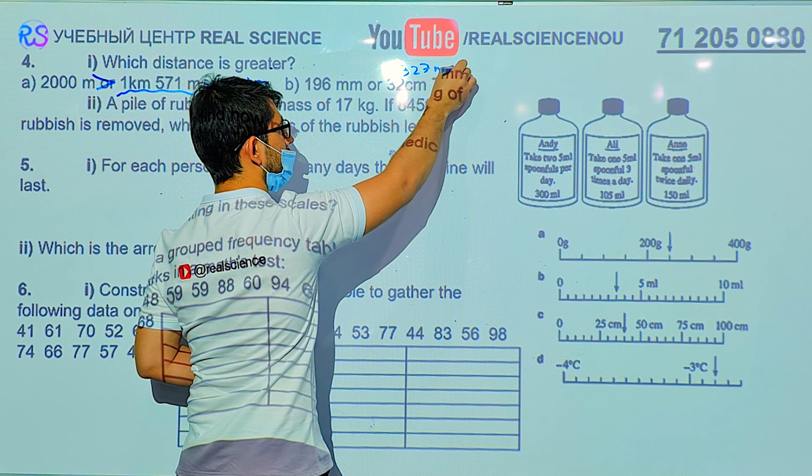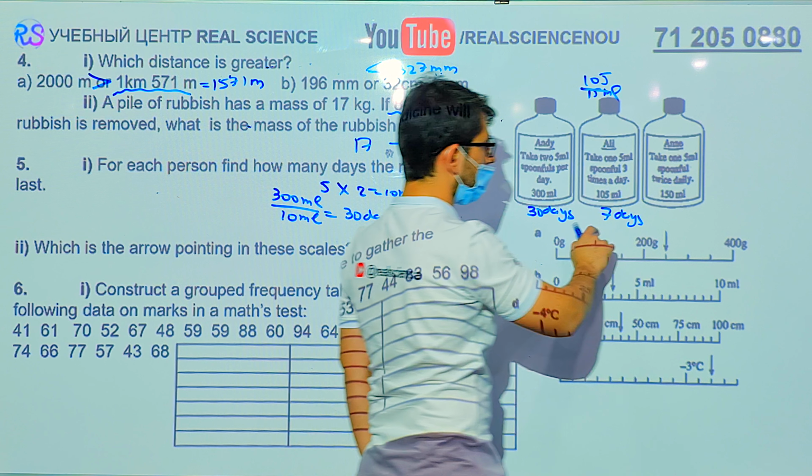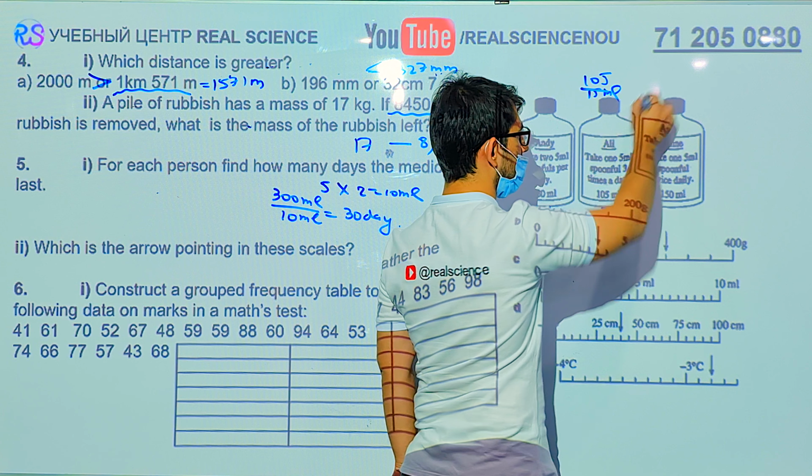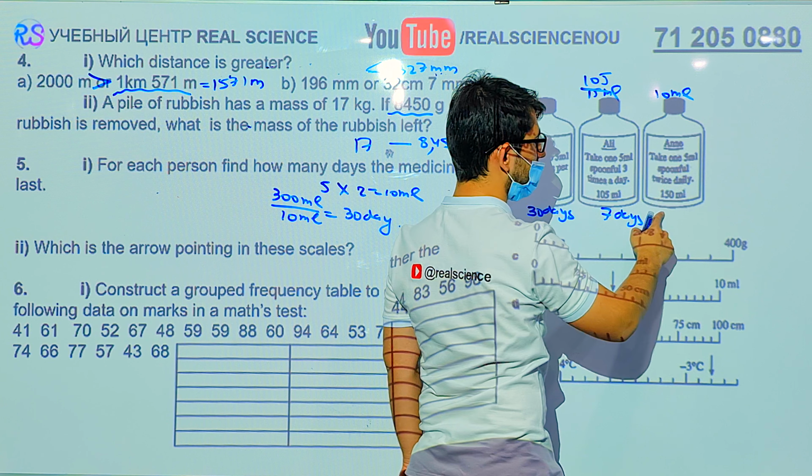7 days. What is written here? Take 1 week. 1 5 milliliter spoonful 3 times a day. So he drinks 15 milliliters, right? 5 multiplied by 3. And you're going to divide 105 by 15 and get 7 days. So only 1 week. And take 1, right? 5 milliliter spoonful twice daily. So again 10 milliliters, you divide 150 by 10, you get 15 days.